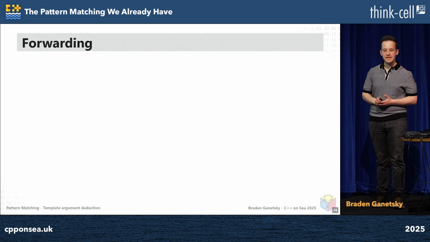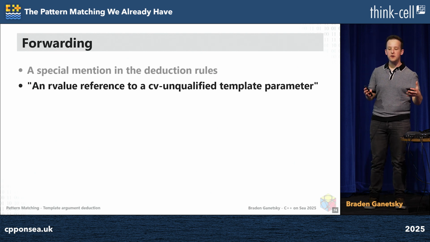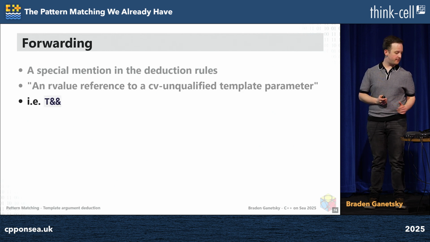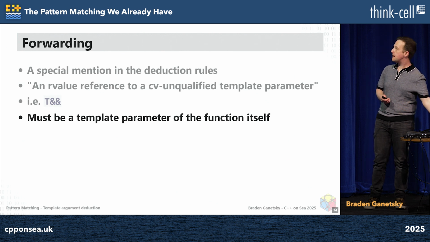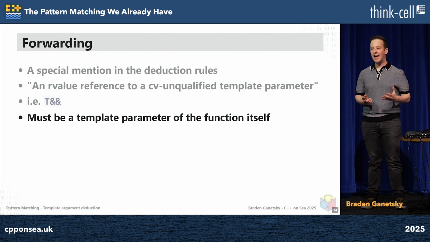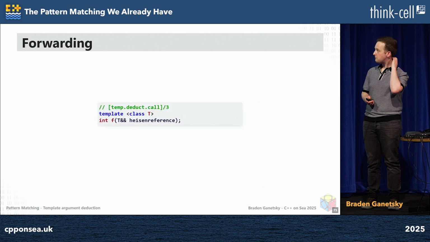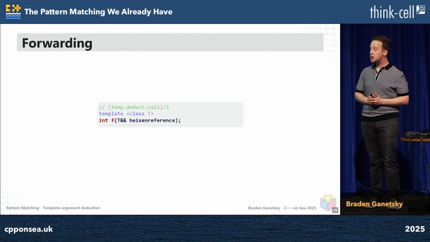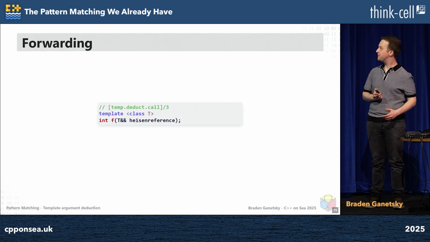Finally, I'll talk about forwarding in this section. This is a special mention in the deduction rules. It says an rvalue reference to a cv-unqualified template parameter. T&&, that's all that means. But it must be a template parameter of the function itself. So it can't be a template parameter of anything enclosing, it has to be of that function itself. Kind of like this. This is the example given in the standard. It actually says T&& forwarding reference, so I had to show this. Again, you know, people on the standards committee, pretty funny.